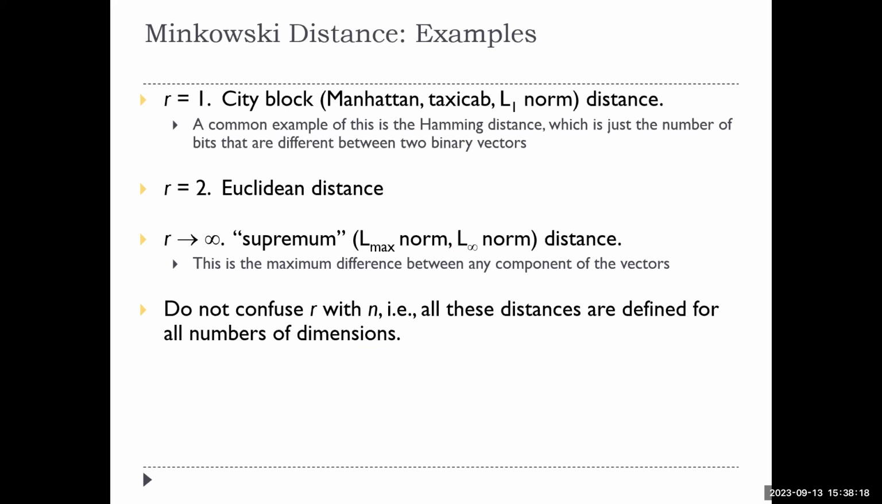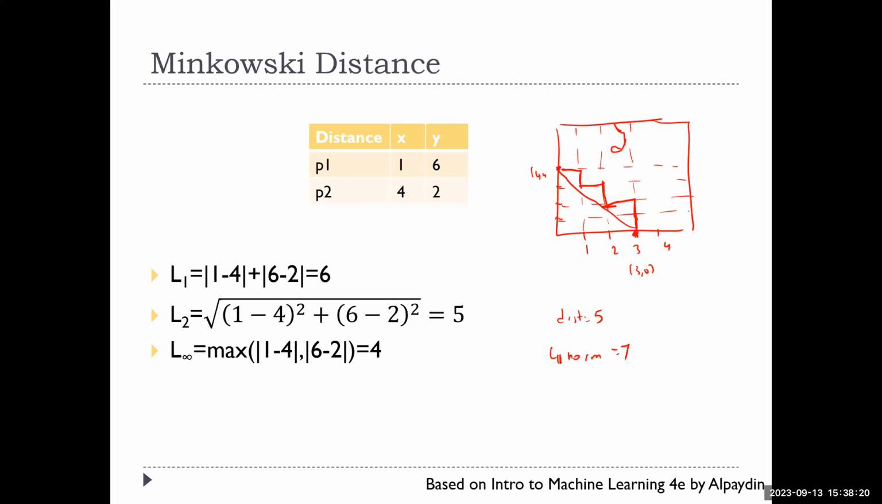I believe you should be able to compute the L1 norm and L2 norm. For example, if you look at these two data points, P1 and P2, with XY values 1, 6 and 4, 2. For the L1 norm, you take the difference of each attribute value, take the absolute value, and add them up. For Euclidean distance, you take the difference and square the differences, 1 minus 4 squared plus 6 minus 2 squared, and then take the square root.